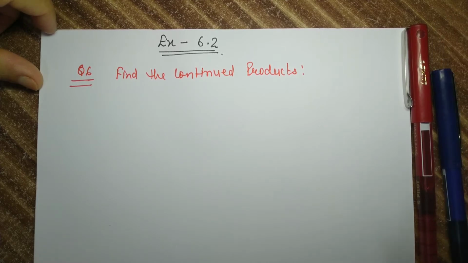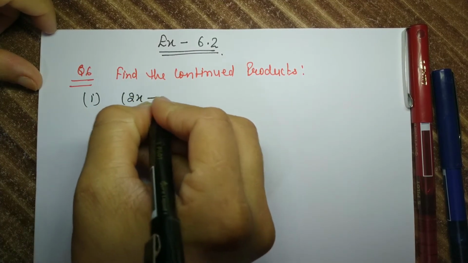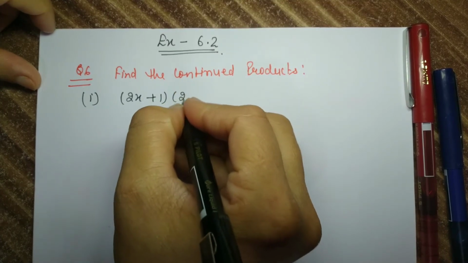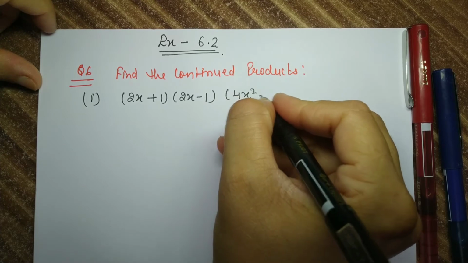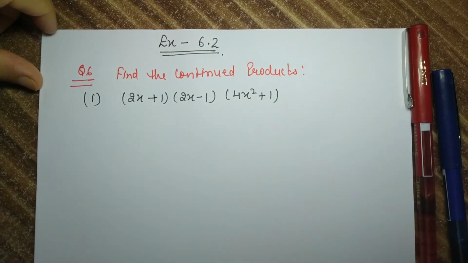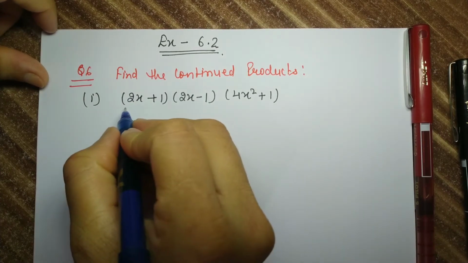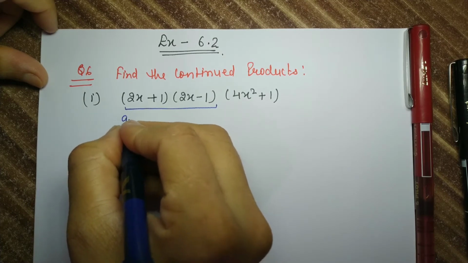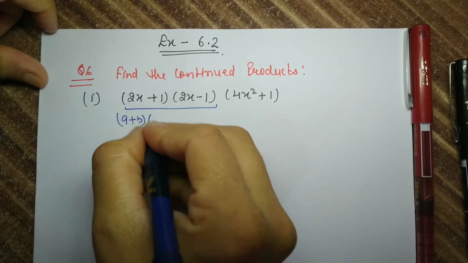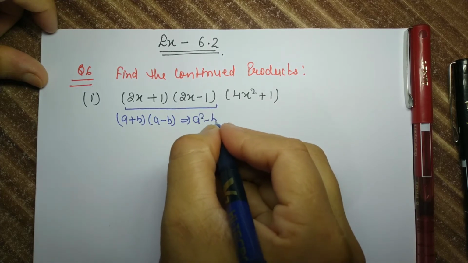So the first question is (2x + 1)(2x - 1)(4x² + 1). Since all this multiplication is based on identities only, you have to observe which identity is here. Students, if we observe this one, this shows the identity (a + b)(a - b). How to solve this one? a² - b².